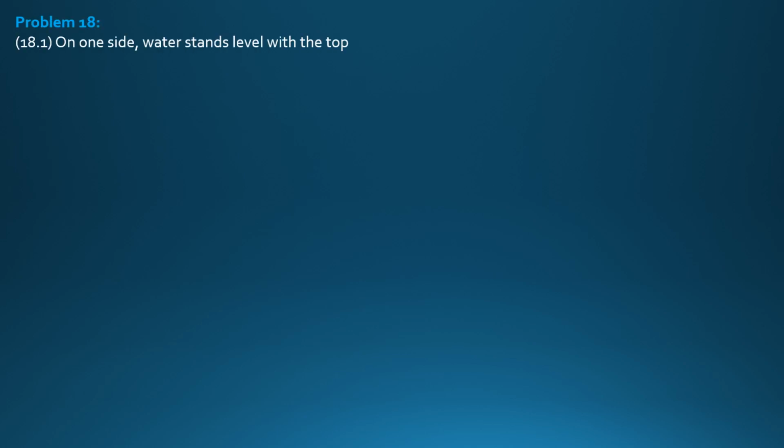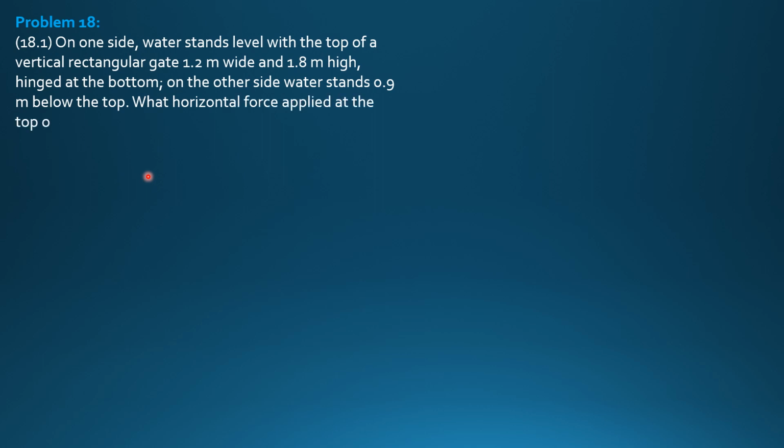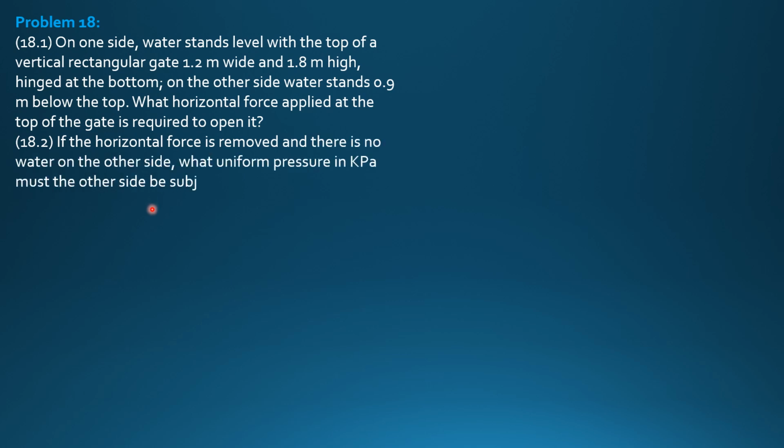On one side, water stands level with the top of a vertical rectangular gate 1.2 meters wide and 1.8 meters high. Hinge at the bottom. On the other side, water stands 0.9 meter below the top. What horizontal force applied at the top of the gate is required to open it?